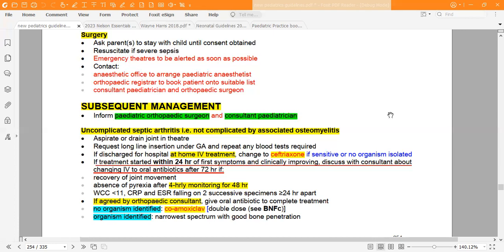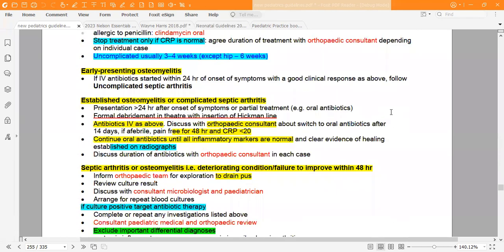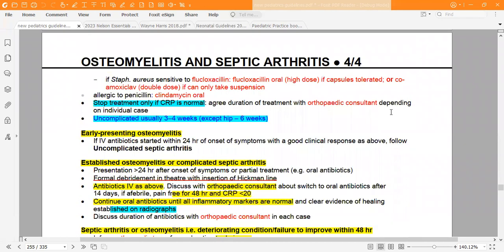No organism identified, that's co-amoxiclav. Check the BNF as well for the dose. Organism identified, narrow spectrum with good bone penetration. Okay, let's move to the last page of this guideline. If Staph aureus sensitive to flucloxacillin, flucloxacillin oral high dose if capsules tolerated, or co-amoxiclav double dose if can only take suspension.